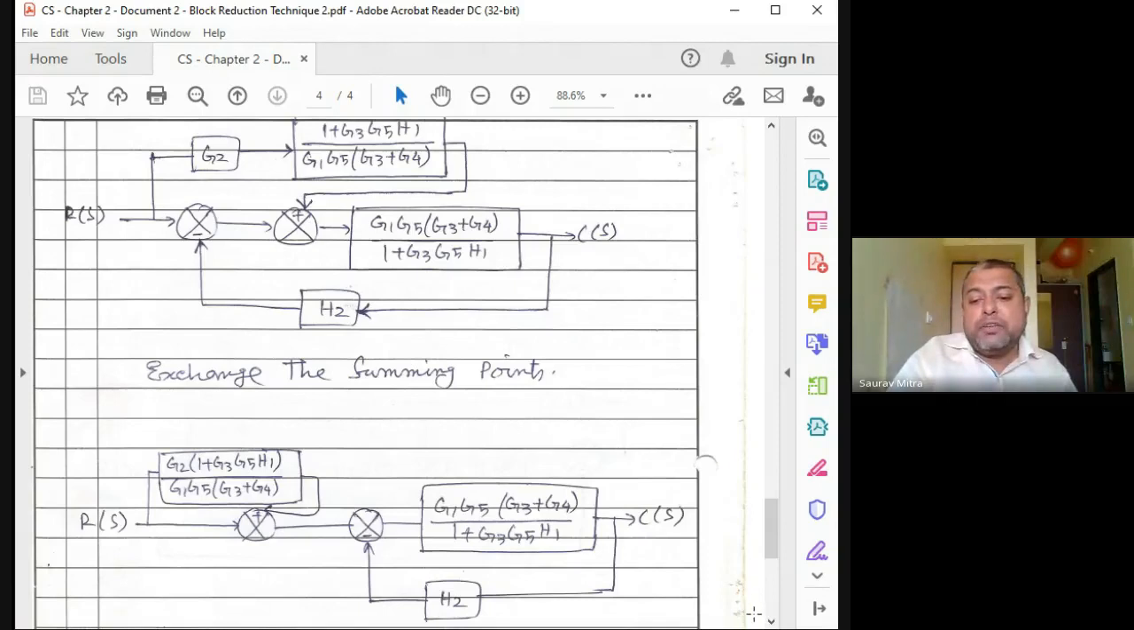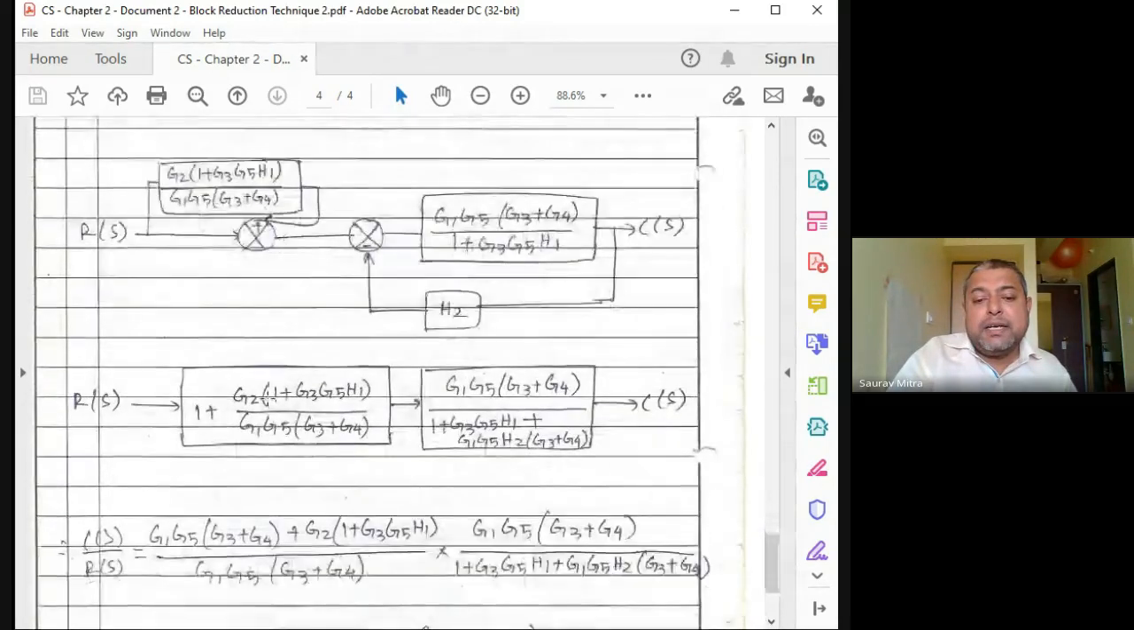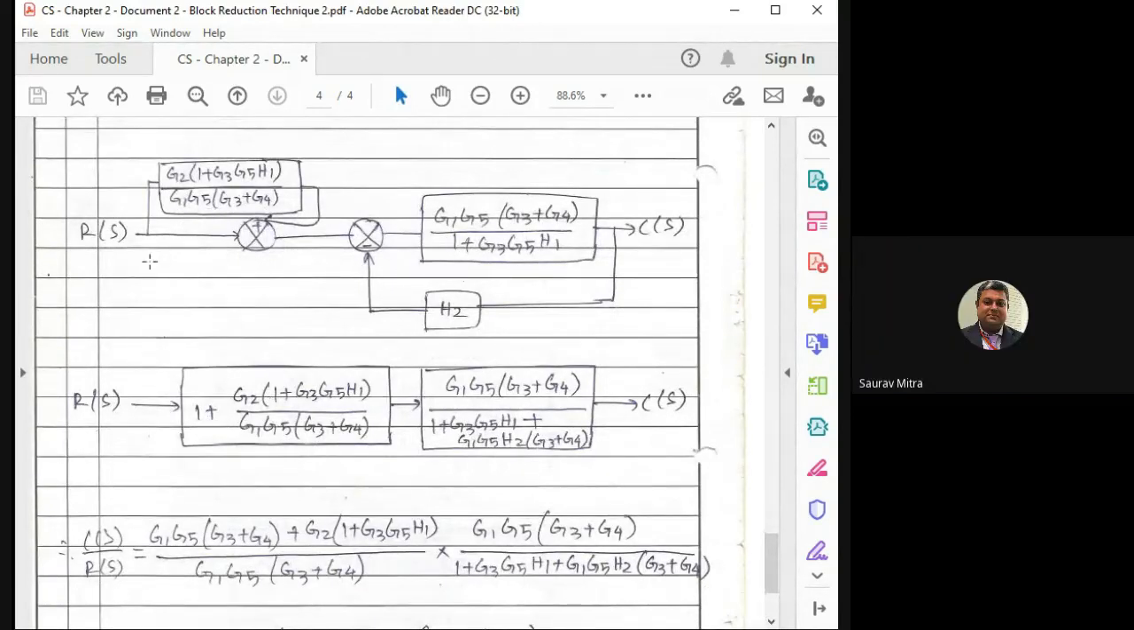Okay, so now what you are finding is both the loops are not entangled. So here these are the two forward paths. So 1 plus this whole gain. So this gain is equal to 1, and this gain is G2 into 1 plus G3 G5 H1 by G1 G5 into G3 plus G4, that you are writing here.